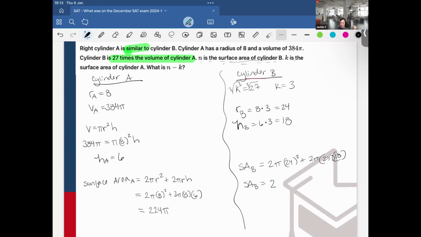I'm getting 2016 pi. Okay, so now I have the two surface areas.